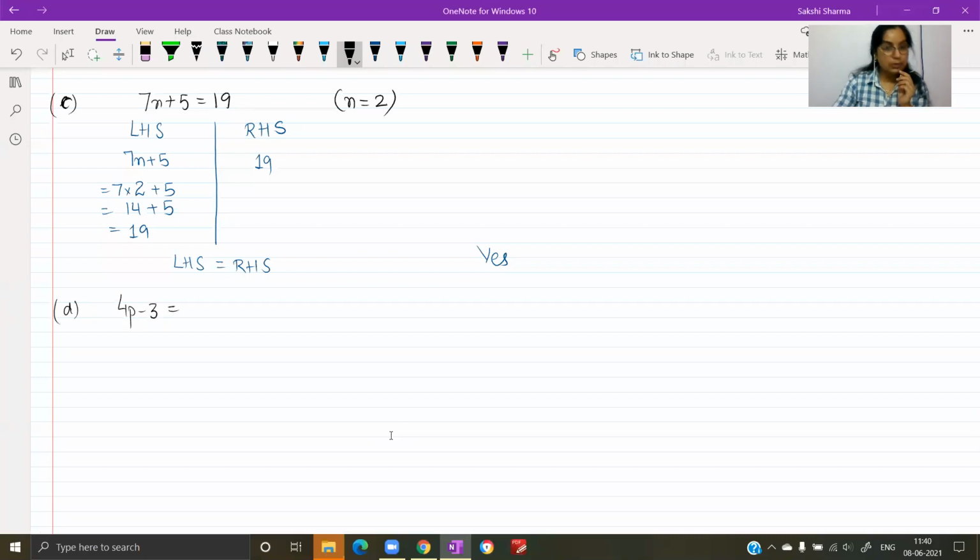Four P minus 3 equals to 13. Can I give you this as homework? I think you can do this. I'll give you this as homework. E part, 4P minus 3 equals to 13. P is negative 4. I'm doing this with you.